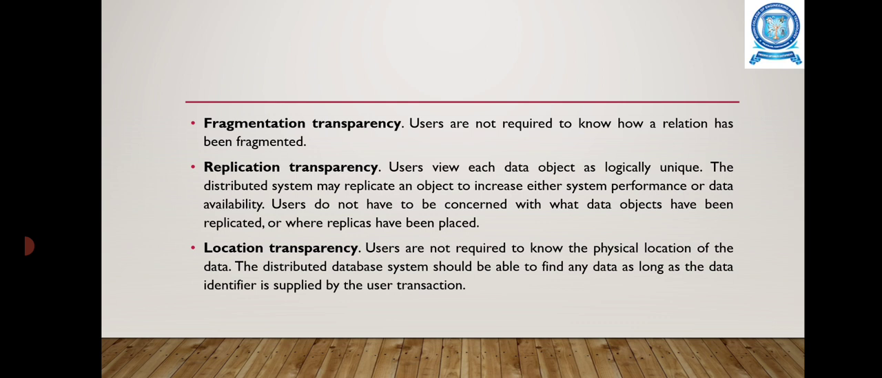Next one is location transparency. Users are not required to know the physical location of the data. The distributed database should be able to find any data as long as the data identifier is supplied by the user transaction.